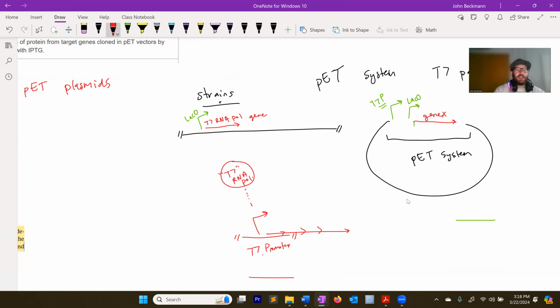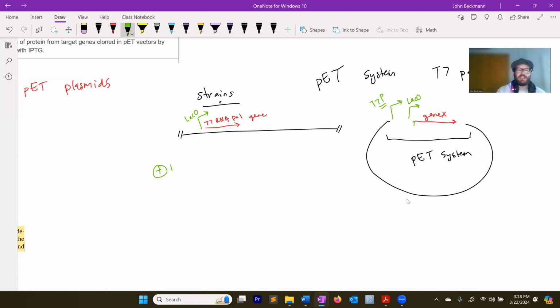Okay, so let's look at the engineered system. And let's walk through what actually happens when we add the inducer. So what's the inducer going to be in this system? We have this plasmid in this strain genotype environment. What's going to be the inducer? Yep. Okay. So we're going to add IPTG. So let's say we add IPTG to the media. IPTG gets taken up by the cell and it starts turning things on.